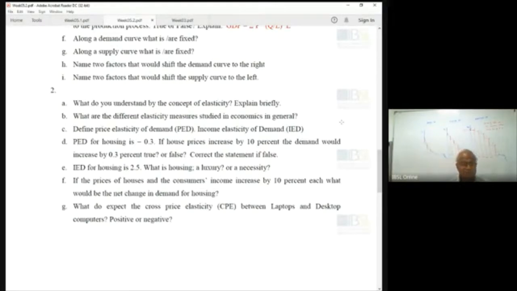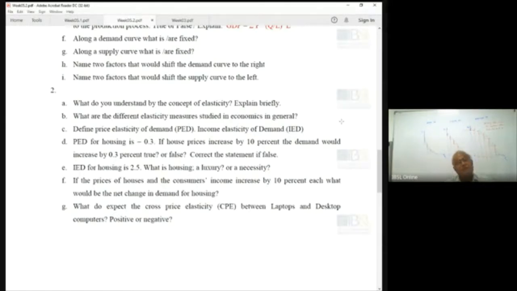Now, this is interesting. When house price increases by 10%, demand would go down by 3%. When income increases by 10%, demand would increase by 25%. If both increase by 10%, what will happen? Due to the income increase, demand would increase by 25%. Due to the increase in prices, demand would go down by 3%. Therefore, net change how much? 25 minus 3, 22%.